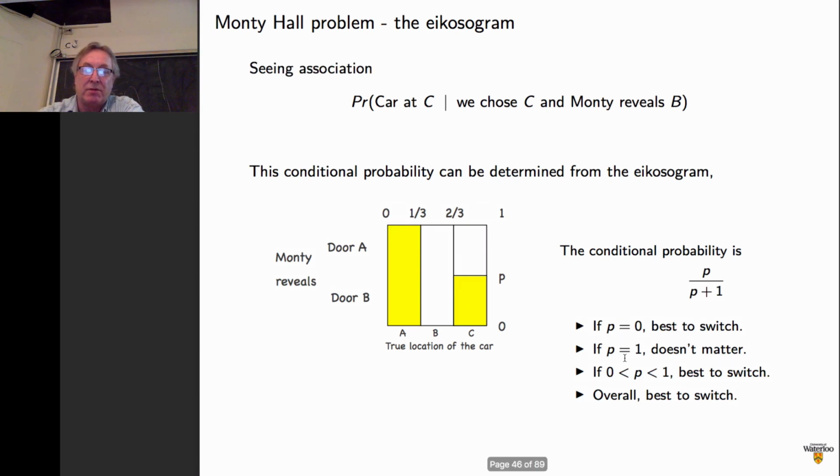So that's probably a good place to stop. So the Monty Hall problem, there's no mystery there at all. You just have to lay that out properly with the outcome diagram. What is the event that we're looking at? What conditional probability do we want? Draw the eikosogram and reason with that eikosogram. Okay? It really simplifies things, that visual reasoning.